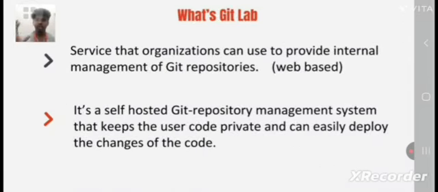And what is GitLab? It is a service that organizations can use to provide internet management of Git repositories, like a web-based application. It is a self-hosted Git repository management system that keeps the user code private and can easily deploy the changes of the code. So these are the basics and introduction of GitLab.